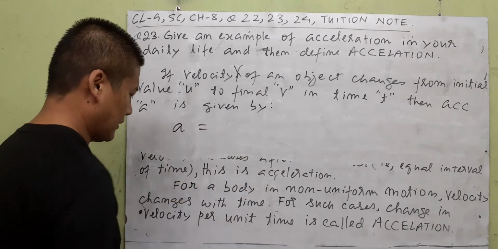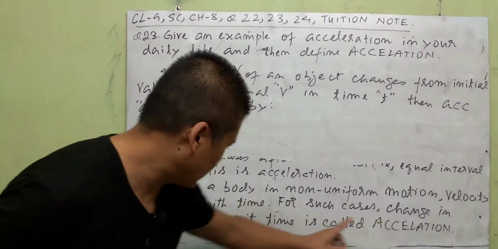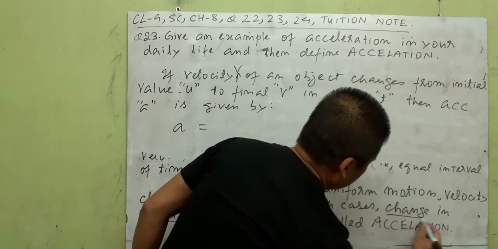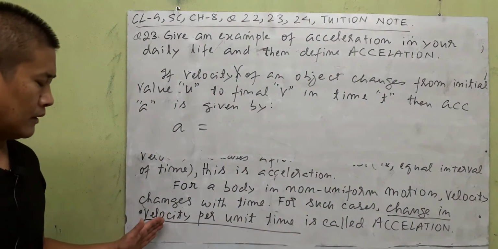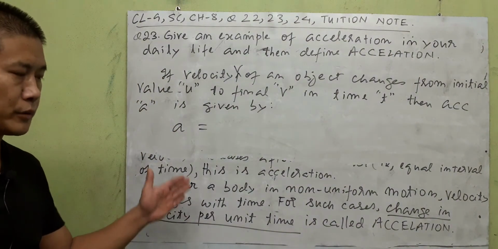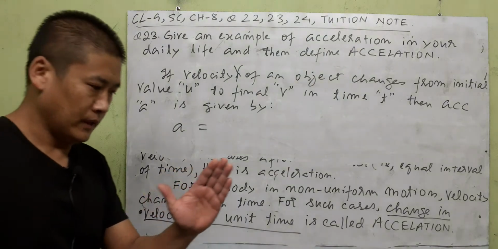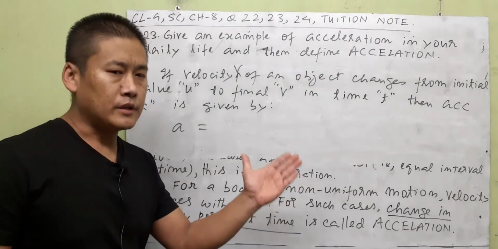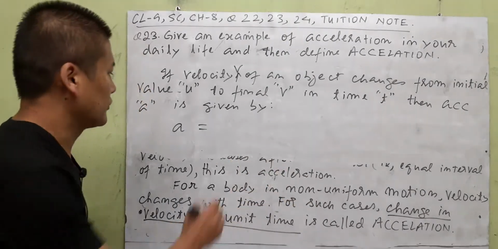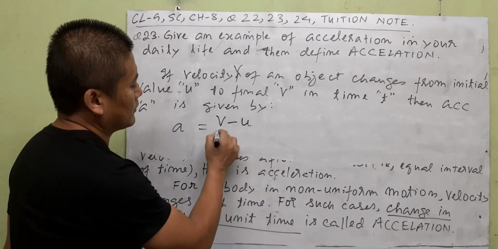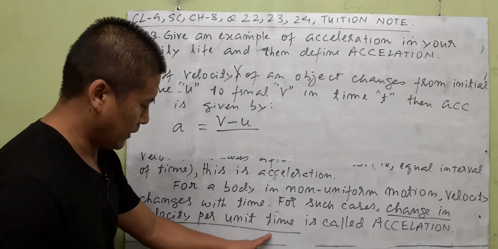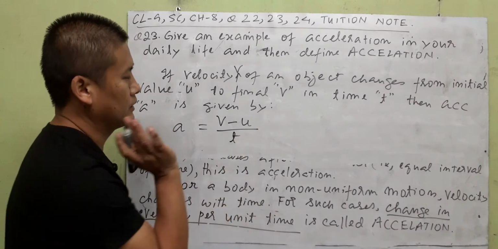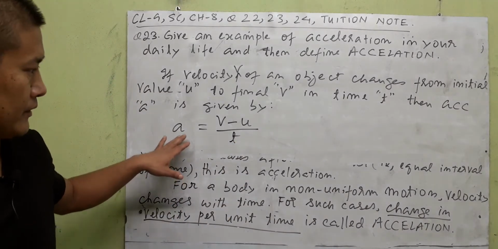Acceleration is, let's go back here, change in velocity per unit time. Focus on this area. This is the definition for acceleration. Change in anything is always final minus initial, never initial minus final. I repeat, change in temperature, change in velocity, anything change is always final minus initial. So final velocity minus initial velocity per unit time. The word per means divided by, and time means simply t. So this is the basic formula for acceleration.